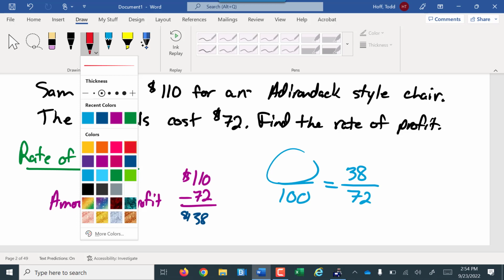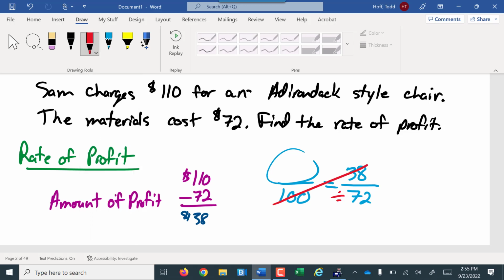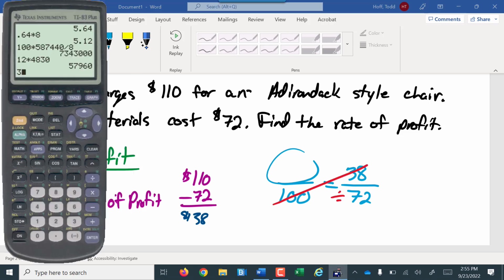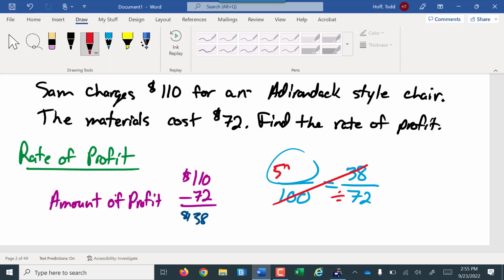So now we cross multiply and divide. 100 times 38 divided by 72 gives us 52.8%. So whatever the cost is, they make 52.8% of that cost back in profit.